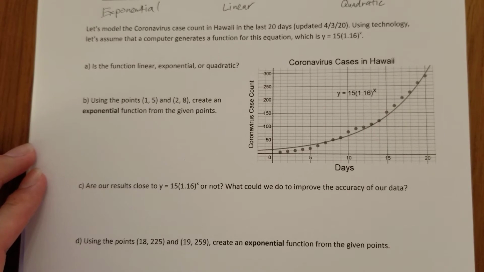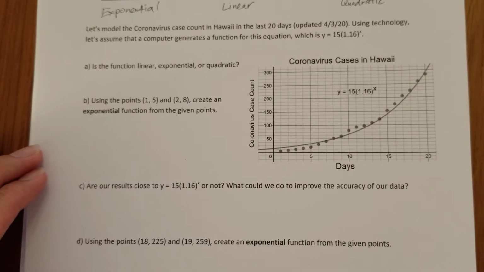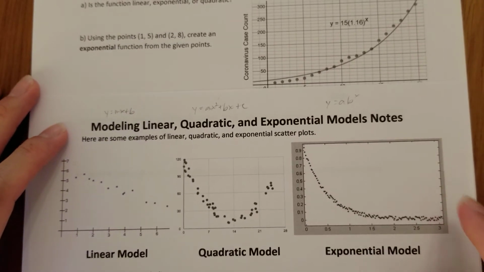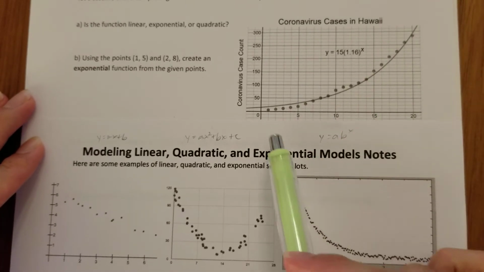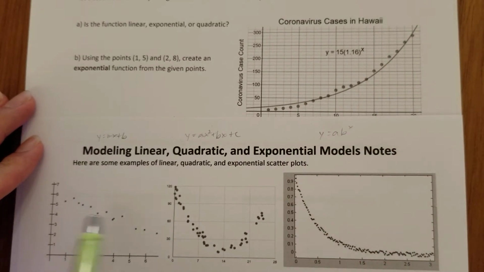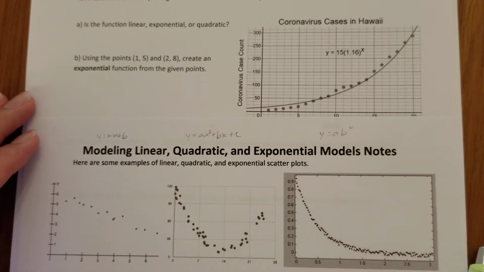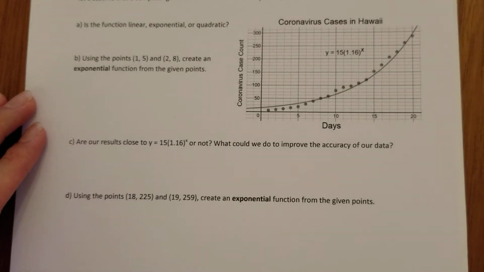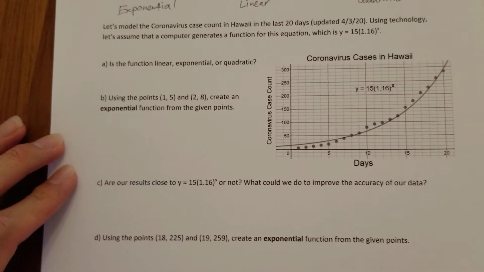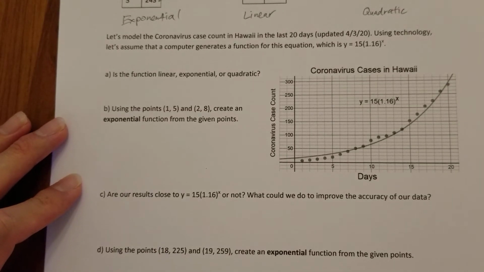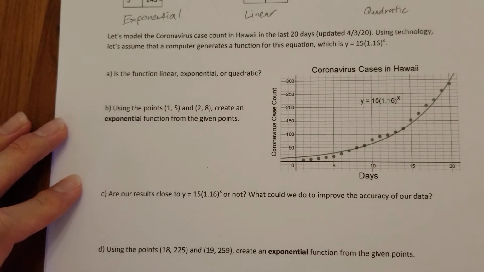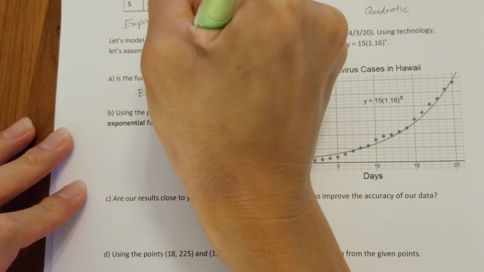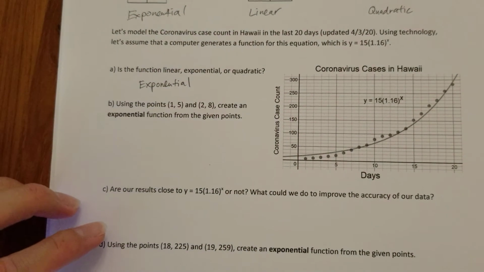So the first question asks, is the function linear, exponential, or quadratic? If you look at our little cheat sheet here, and at all the coronavirus case data that we have looked at recently, it would most likely look like an exponential function. It's exponential growth, and that's what happens if we aren't flattening the curve and we all just go out and don't social distance. But anyway, this would be an exponential function.